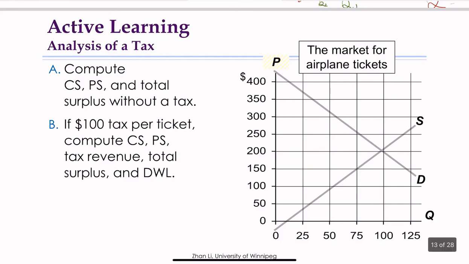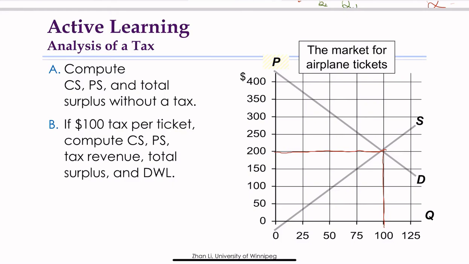So if there is no tax, then price would be given by $200. Quantity would be given by 100. So here, quantity would be given by 100 units, not dollars.